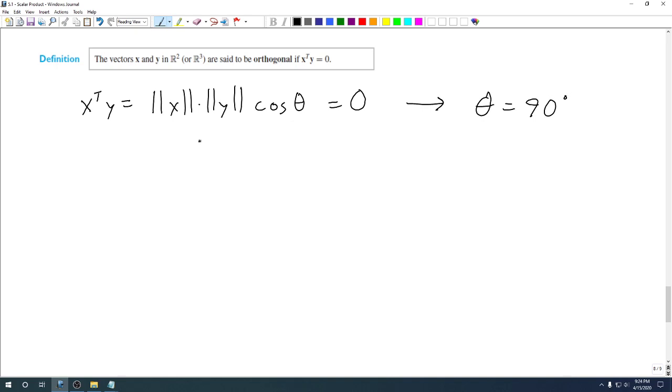I'm not going to be too picky about angles here, about degrees versus radians anyways. We are going to say that two vectors that do have an inner product of 0, or a scalar product of 0, are orthogonal. Or as we kind of saw here, we can also say they're perpendicular.